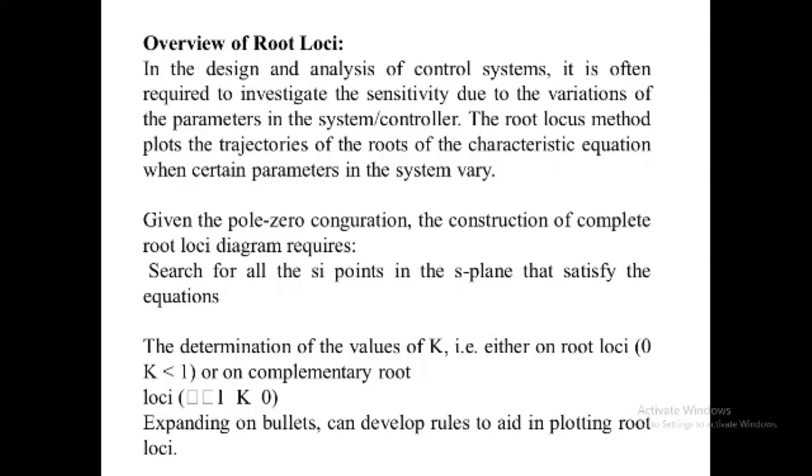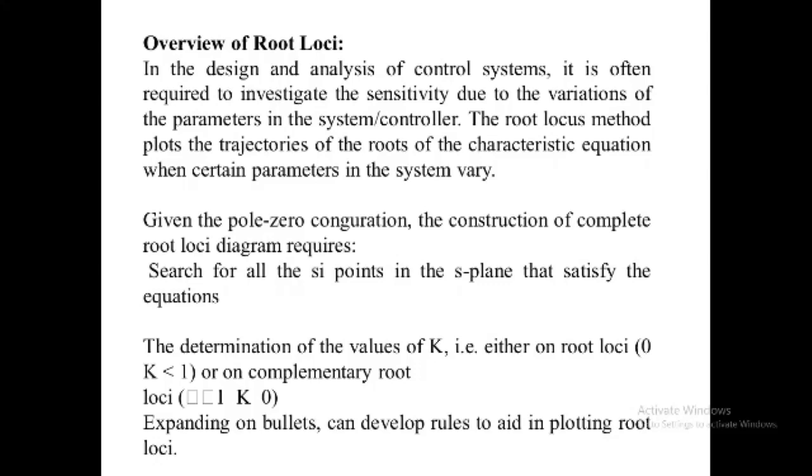Now, moving towards the overview of root locus. In the design and analysis of control systems, it is often required to investigate the sensitivity due to the variation of a parameter in such a system or controller. The root locus method plots the trajectories of the roots of the characteristic equation when a certain parameter in the system varies.